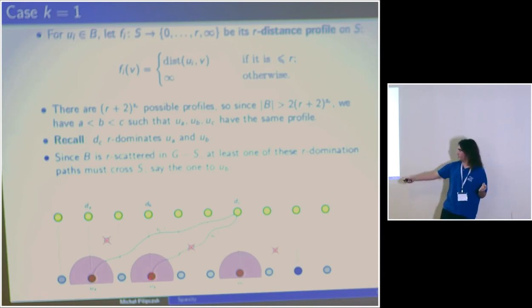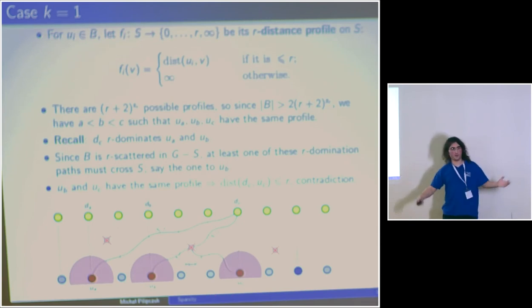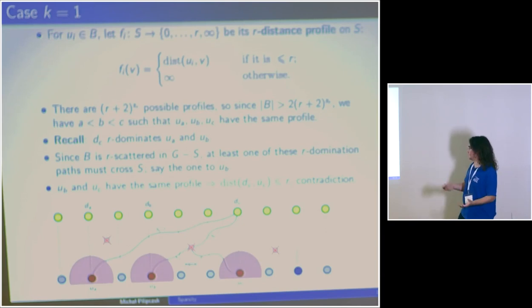Say u_b goes through this path; the second case will be symmetric. Now observe that the profile from u_b and u_c on this vertex was actually the same. So the distances from u_b to this vertex and from u_c to this vertex were the same. Now I get a contradiction, because I see a path of length at most r from d_c to u_c, but d_c was supposed not to r-dominate u_c. So we got a contradiction. Hooray, this ladder cannot be so long, for k equal to 1.